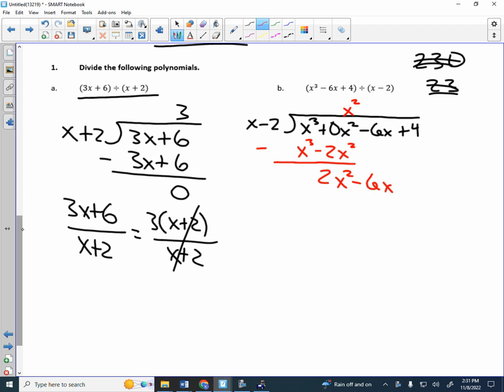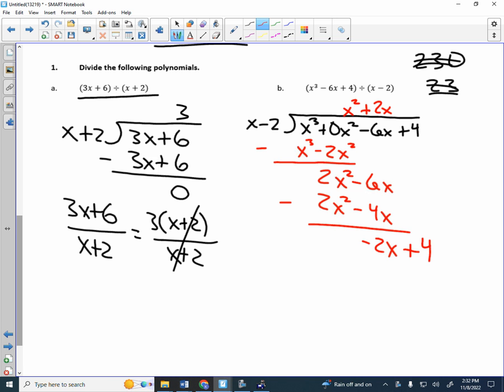I start over. What do you multiply x by to get 2x squared? 2x. So I put the 2x up top, right above the other x's. You multiply back through, and I get 2x squared, then minus 4x. I'm going to subtract those. Good. Negative 6x minus a negative 4x is a negative 2x. Because it's a binomial, I drop down the second part, this plus 4. Just two things because it's a binomial.